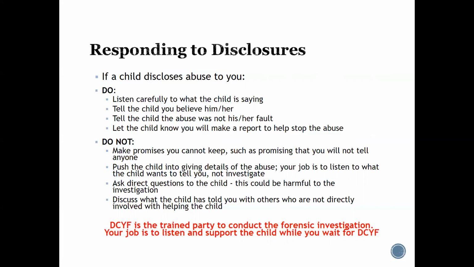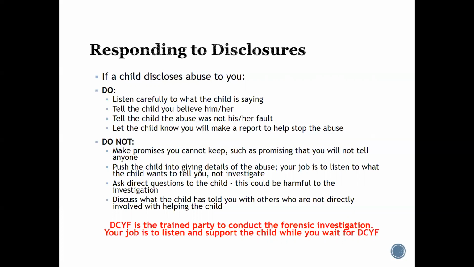Oftentimes when children disclose abuse and neglect, they run the risk of being the person who has the most to lose. They're the ones who'll get removed from home. They may get separated from siblings. Their parents could get in trouble. And so the weight of responsibility on children and adolescents when they make these disclosures is substantial. And it's important to let them know that it wasn't their fault, and that what they're doing has the ability to get some help for that family. You can let that child know that with that information that they've shared, you're going to contact DCYF to try to help stop the abuse.